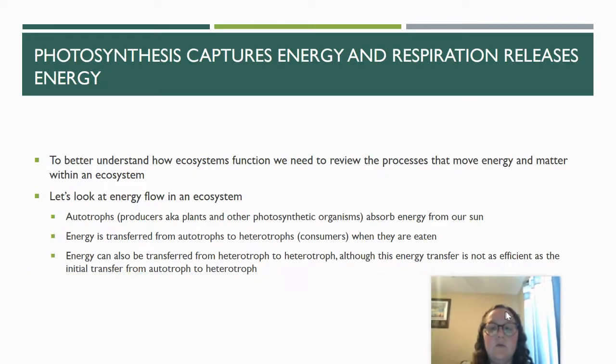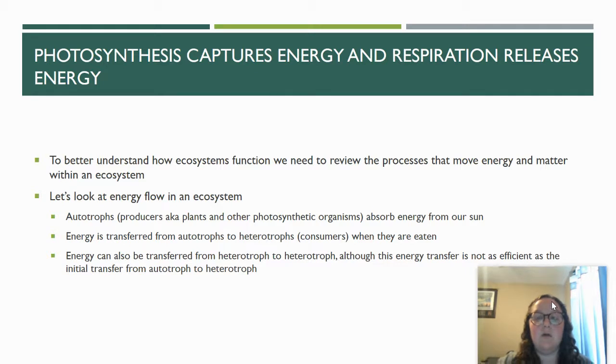What we need to review before we can really talk about ecosystem productivity and things like that is processes that move energy and matter within an ecosystem. So first, let's talk about energy flow. We have autotrophs, which is our fancy word for producers, like plants and other photosynthetic organisms, and absorb energy from our sun. And then that energy is transferred from the autotroph to the heterotroph or consumers when they are eaten. And then energy can also be transferred from heterotroph to heterotroph, but this energy transfer is not as efficient, as we will see later.